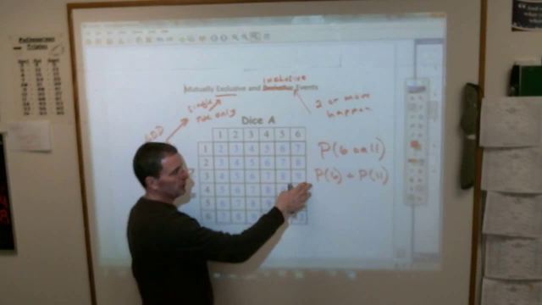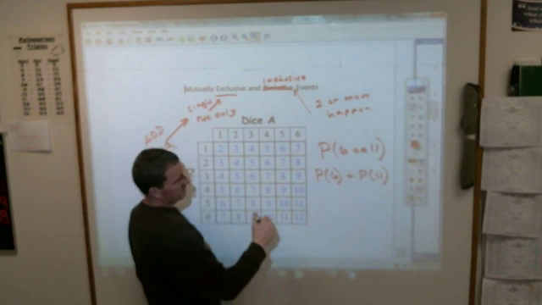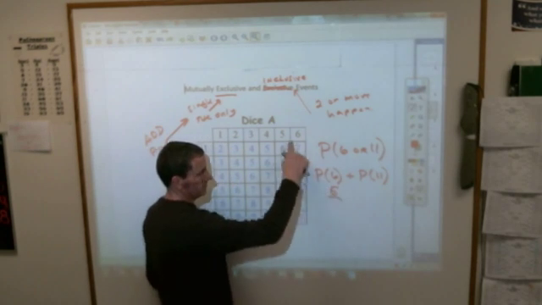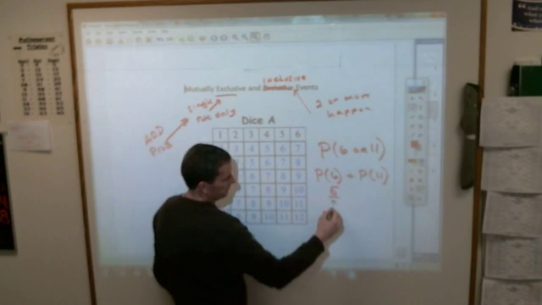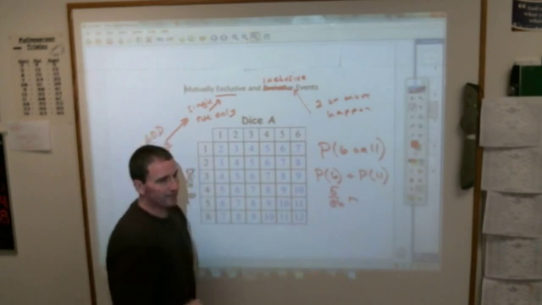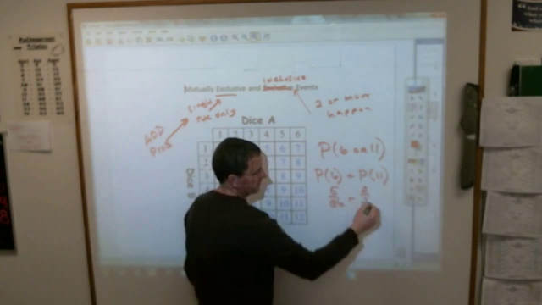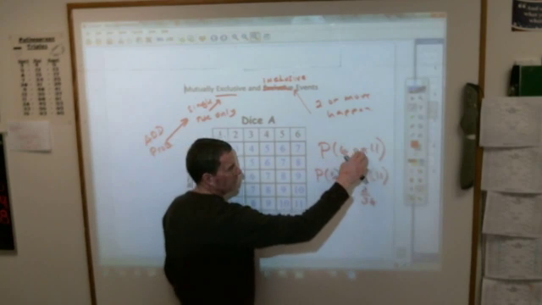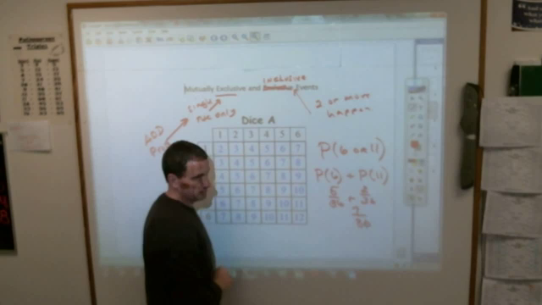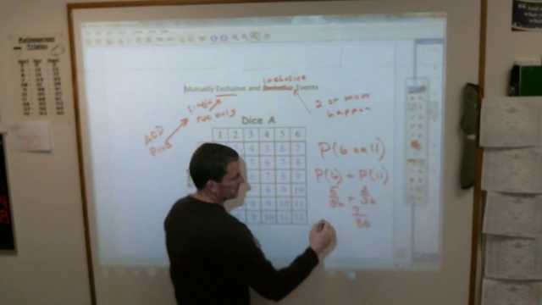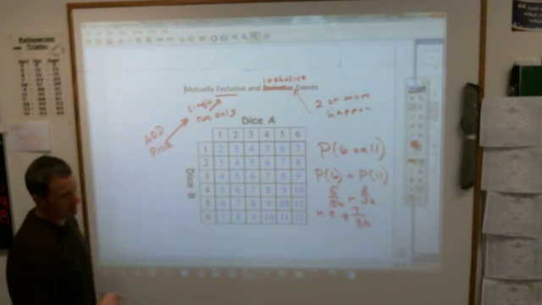And what's the probability of rolling a 6? Well, how many 6s are there? 1, 2, 3, 4, 5. 5 6s. 5 out of how many possibilities? Anybody know how many possibilities are here? 36. The probability of rolling 11 is 2 out of 36. So the probability of rolling a 6 or an 11 is 7/36. Okay? That is mutually exclusive because they both can't happen at the same time.